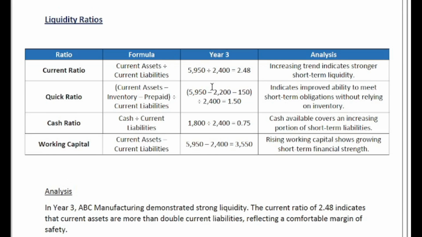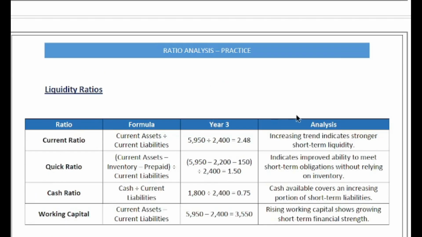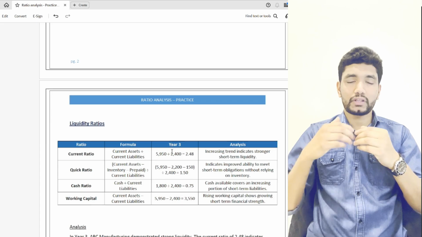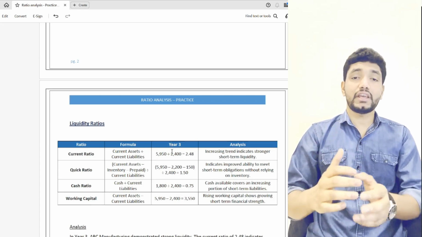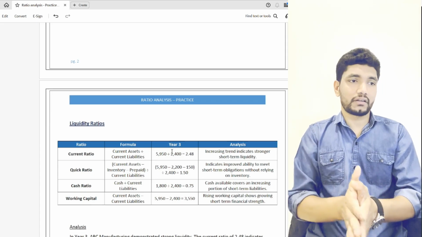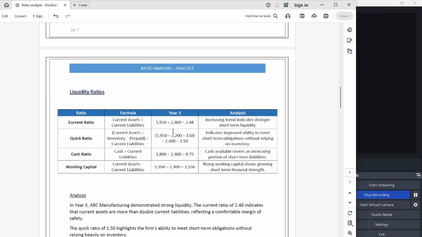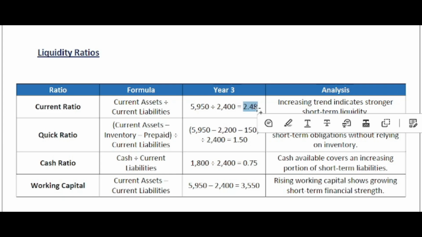So what can we analyze from that? In this ratio analysis, I prepared the ratios only for year 3. You can prepare the ratios for year 1, year 2 and year 3, and see how it is behaving from year to year. Here the current ratio is 2.48, which indicates that the company has total current assets of 2.48 times its current liabilities. This company can cover its current liabilities 2.48 times with its current assets.